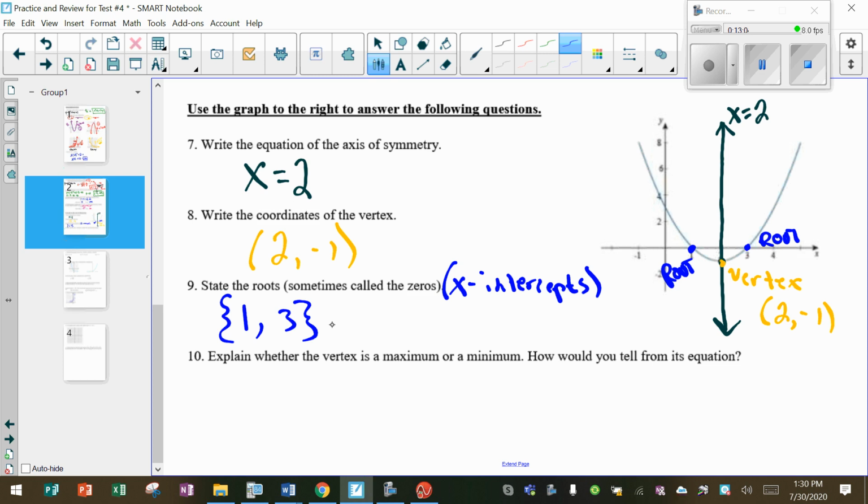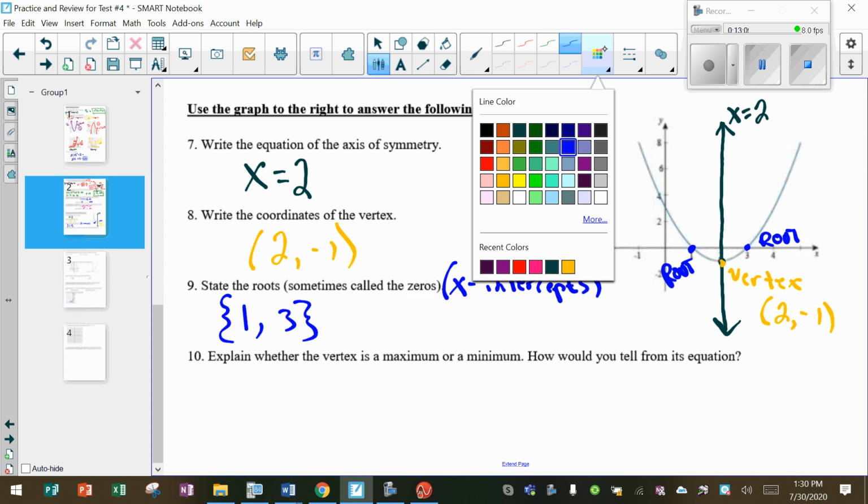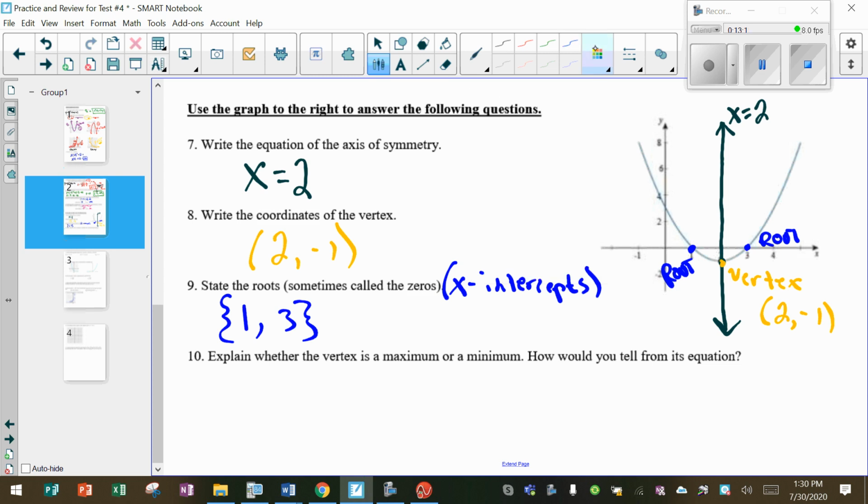Explain whether the vertex is a maximum or a minimum. We have not talked about that yet today, so let's do it now. Simply put, is this vertex the highest point on the graph or the lowest point? Well, our graph comes down like a fishbowl or a smiley face, and that vertex is the lowest point that it reaches, so it is a minimum.